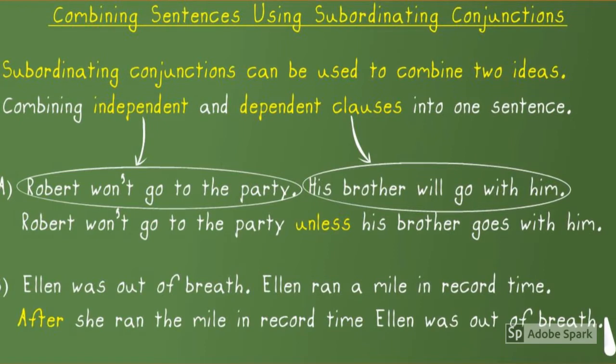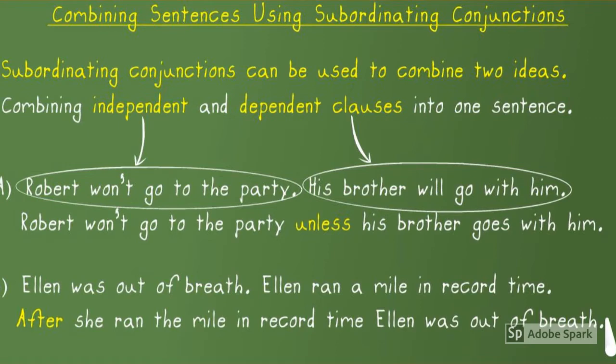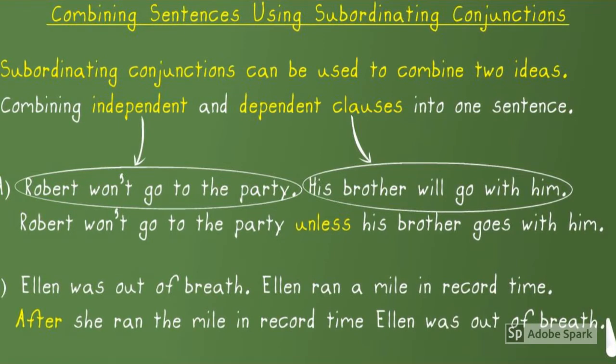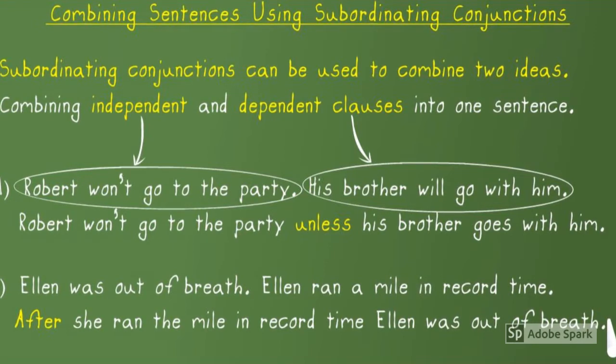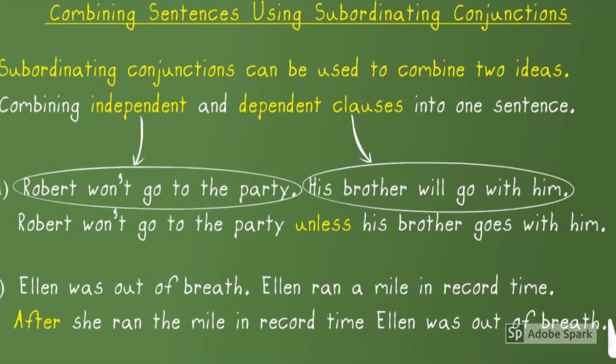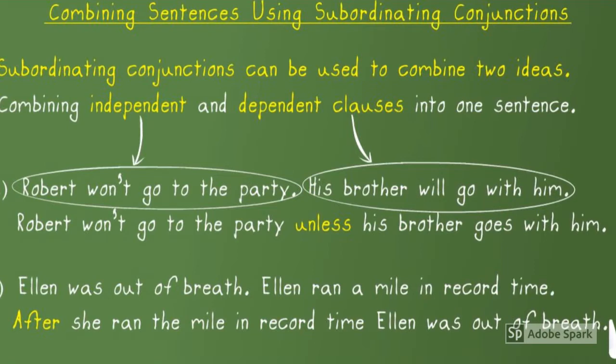Our two separate clauses are: Ellen was out of breath, Ellen ran a mile in record time. And we can see we've got the subordinating conjunction at the beginning that says, "After she ran the mile in record time, Ellen was out of breath." You can also put that in the middle by saying, "Ellen was out of breath after she ran a mile in record time."